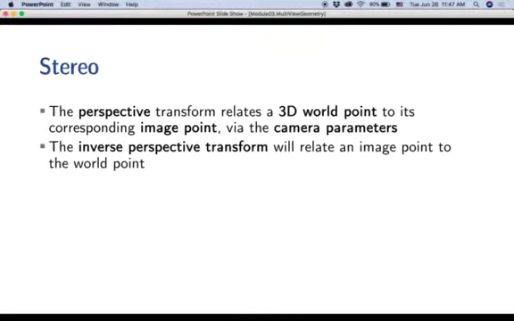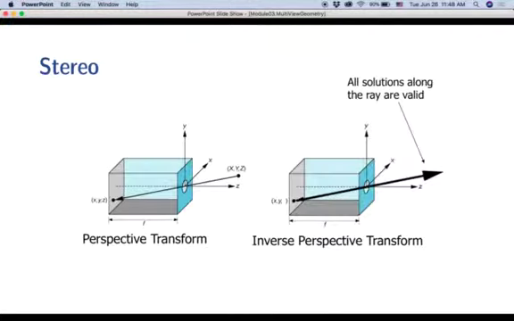Now if I want to invert this, the inverse perspective transform, if something like that exists, will relate an image point to a world point, but that does not have a unique solution. As we have already seen, it gives you a ray in the world rather than a unique point. Mathematically you can't invert it because it's a 3x4 matrix; the inverse doesn't exist uniquely. And physically, all points on that ray map to the same image point.